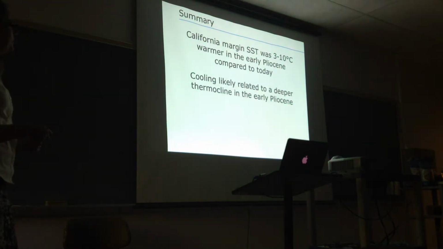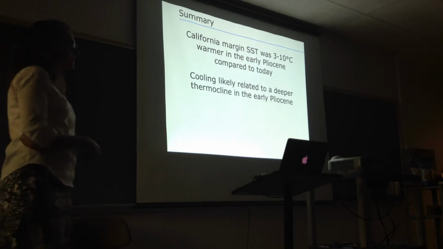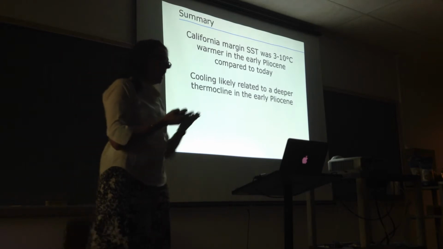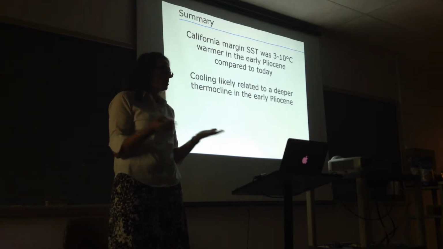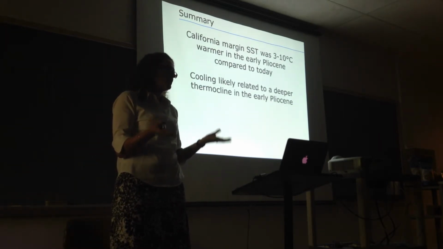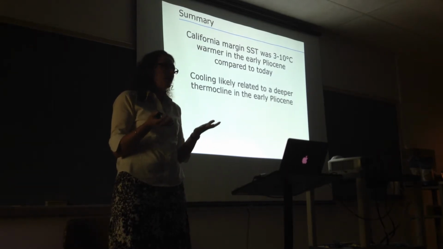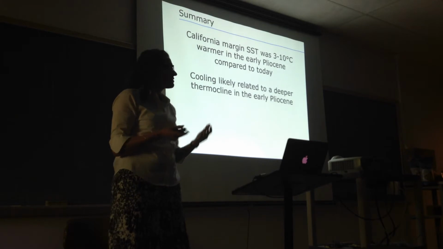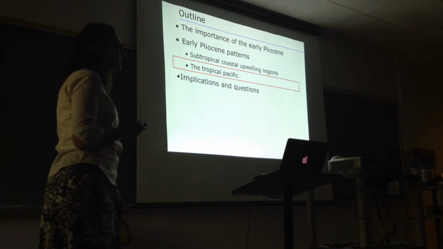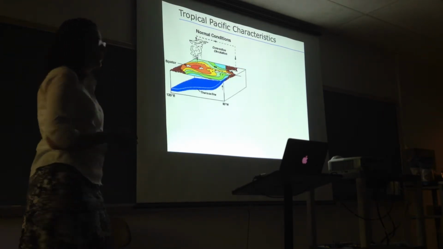So that's the summary of the subtropical upwelling regions: the California margin temperature was 3 to 10 degrees warmer in the early Pliocene, and we think that the cooling was likely related to a change, not so much at the surface, but rather a change in the character of the subsurface water, the stuff that's being brought up to the surface. That subsurface water was warmer, but still had nutrients in it. Okay, so now let's look at the tropical Pacific.